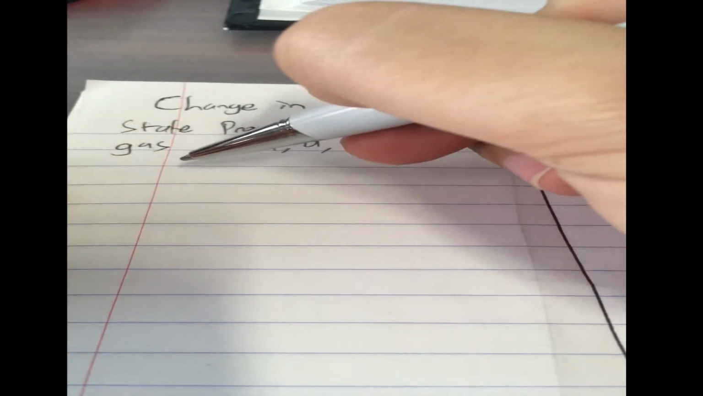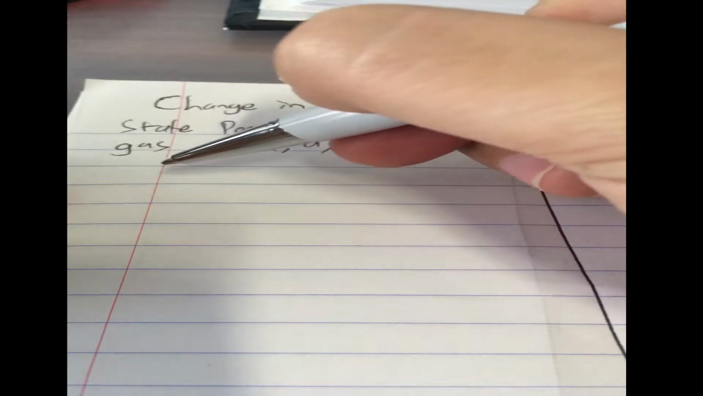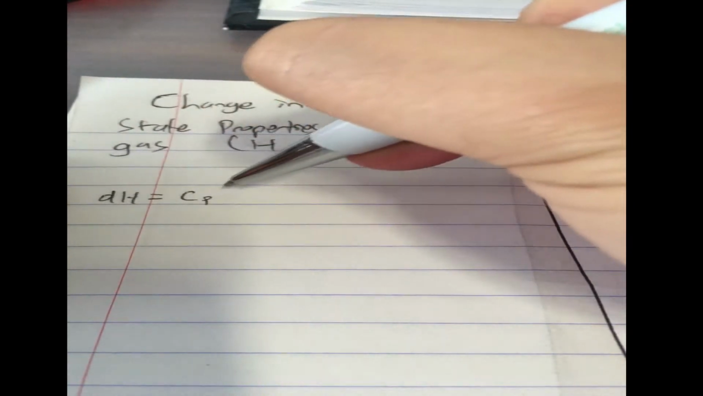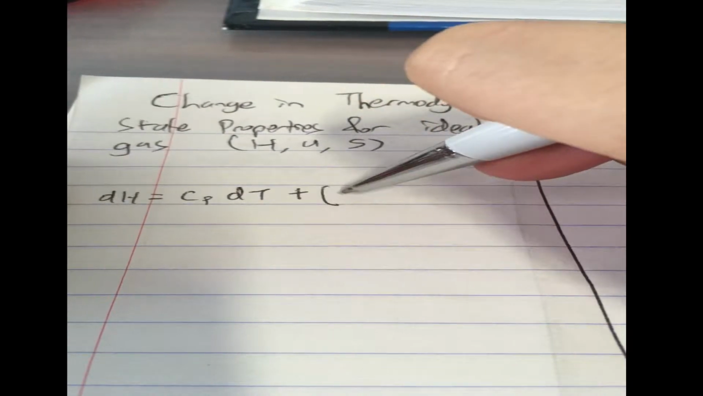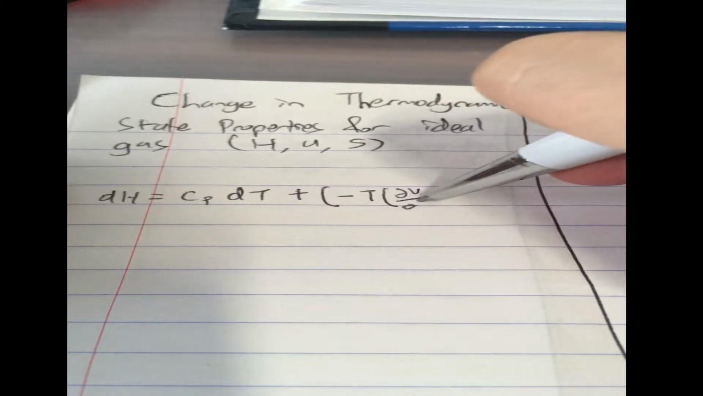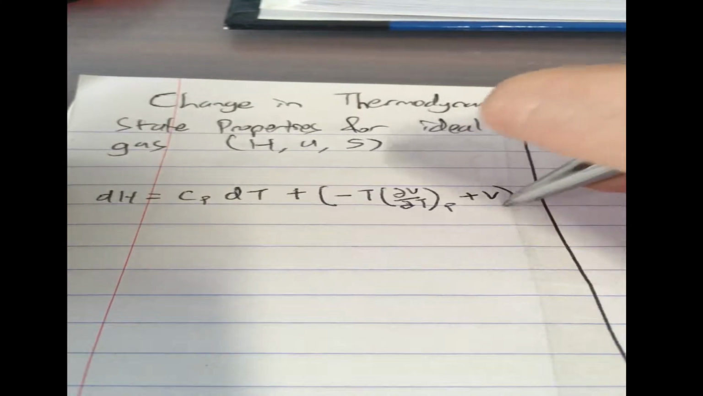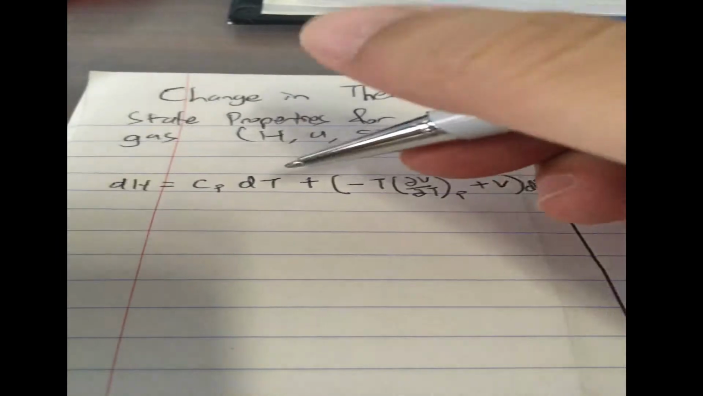Previously, we've derived the thermodynamic properties for constant composition or single component systems. This is the one for enthalpy: dH equals Cp dT plus (del V del T, keep P constant) terms, plus V dP. We also did it for internal energy.